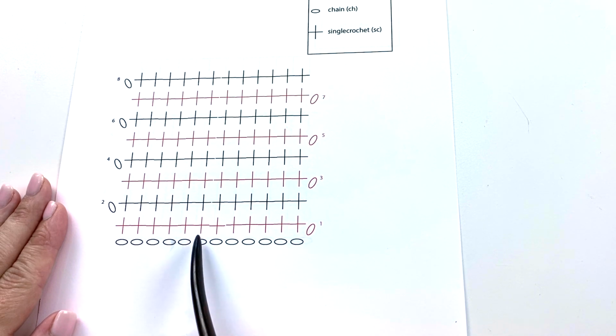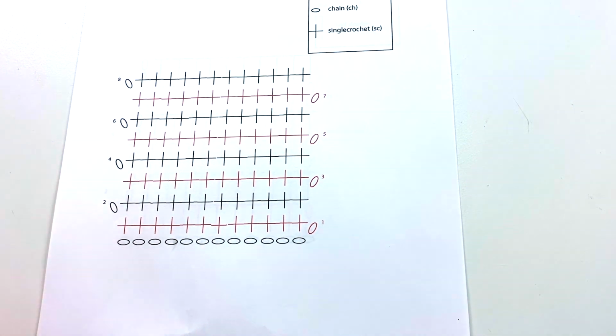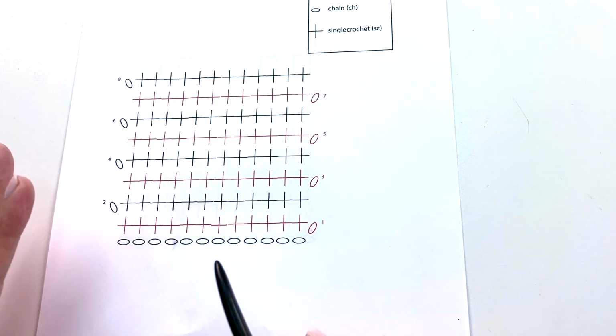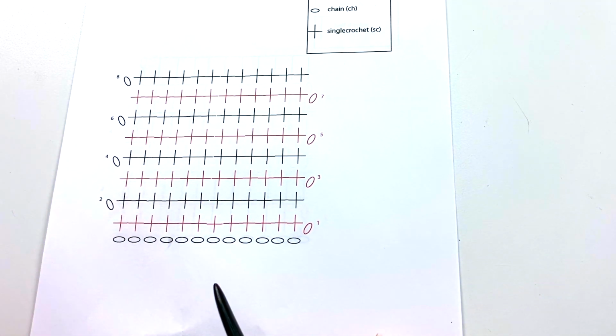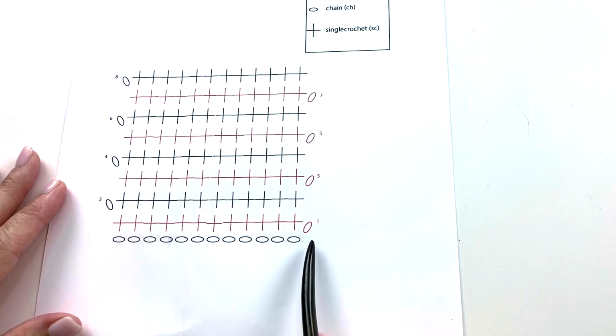I'm also trying to word this in the way that it would be worded in a written pattern so that you can start to familiarize yourself with the things that you already know. If you're already familiar with reading written patterns, using that same wording will help to understand the charts better.